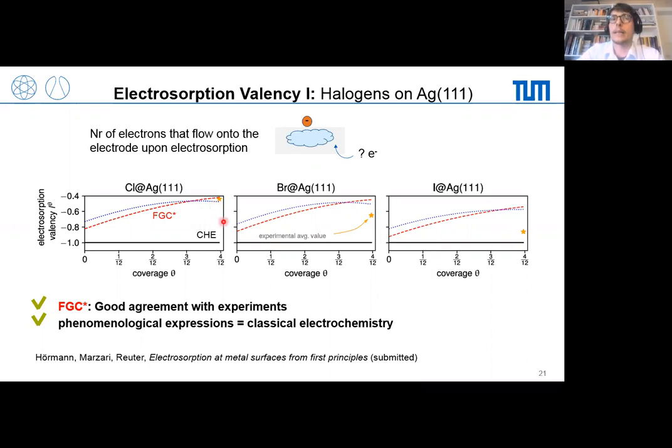And this is clearly very different to what you obtain within the CHE approximation, where you always get an electrosorption valency of -1 in such simulations. In particular, it turns out this expression that I've just shown for the electrosorption valency is identical to what others have already published, I think, in the 80s. Especially Schmickler talked in some papers about what electrosorption valencies can be expected, and how they are related to the Helmholtz work function change or the Helmholtz dipole.